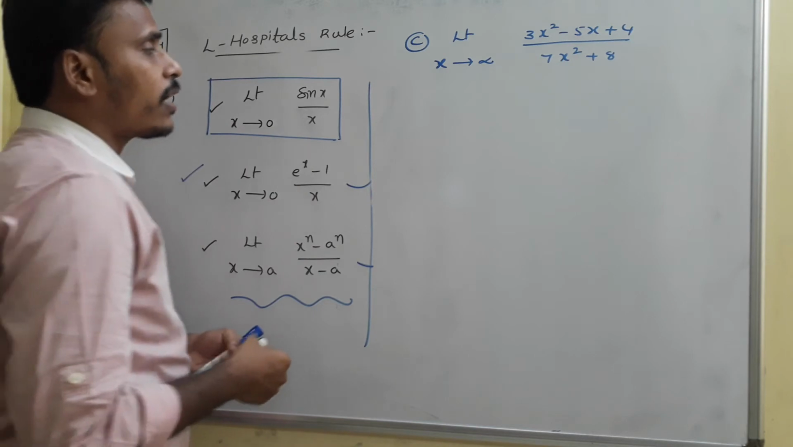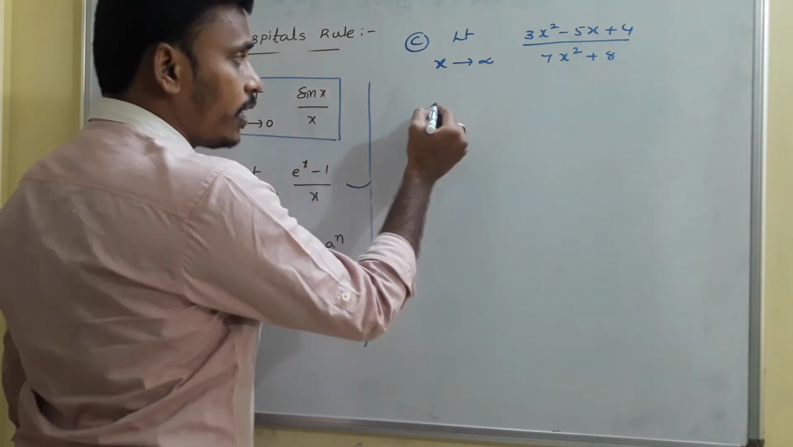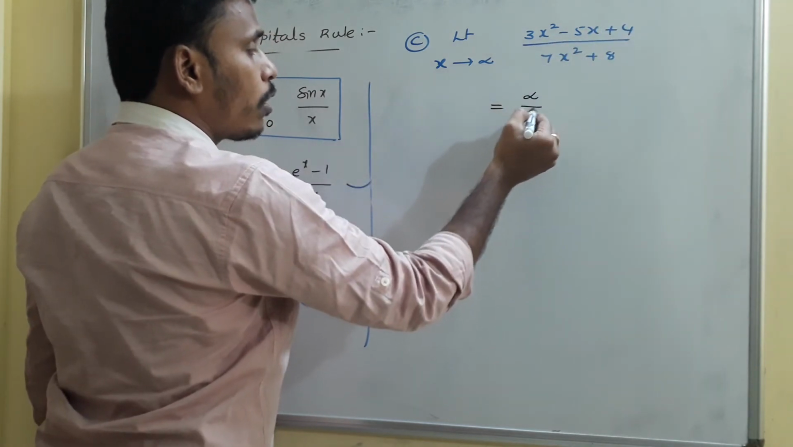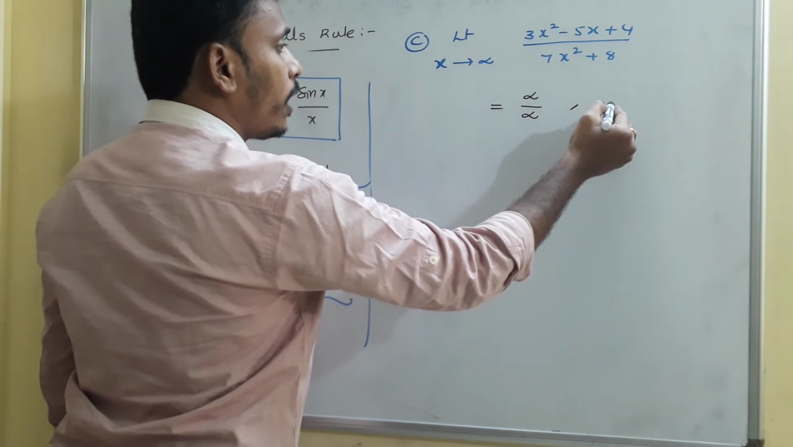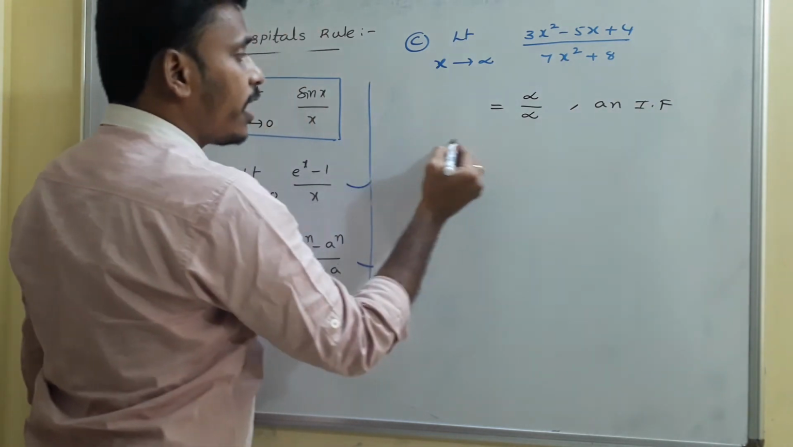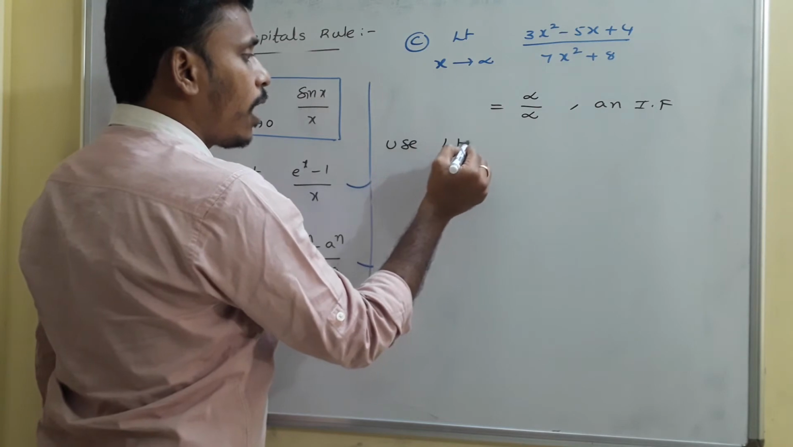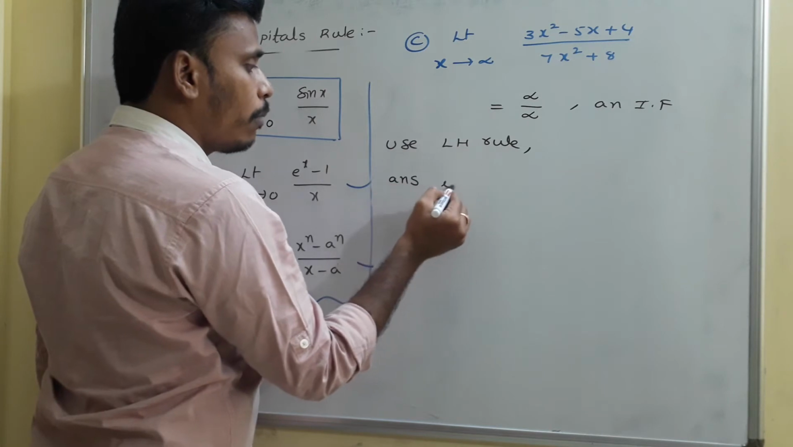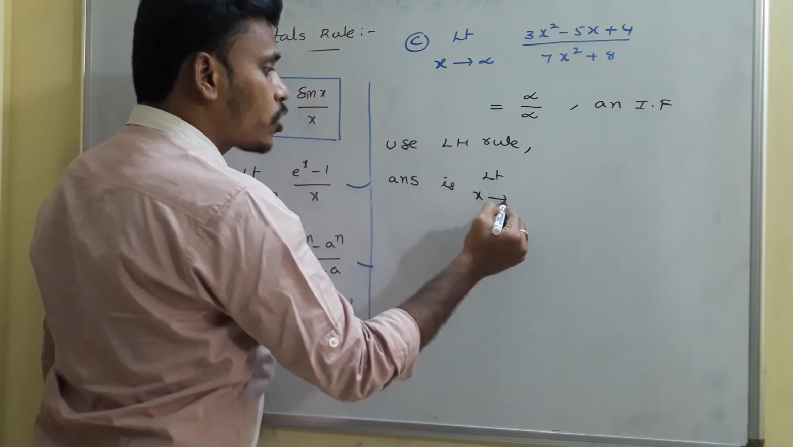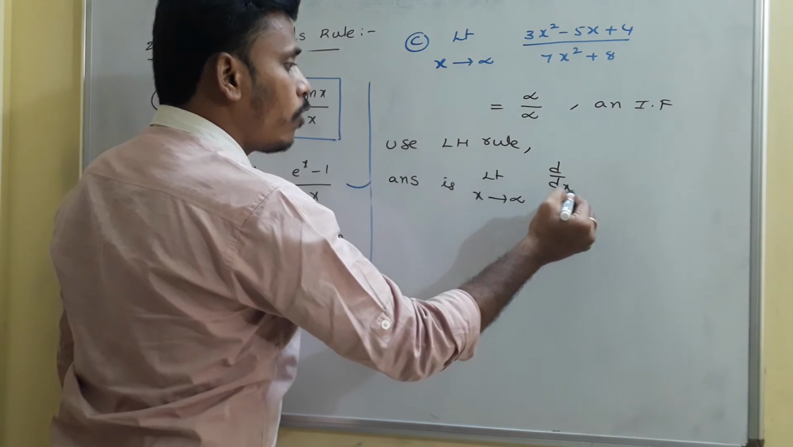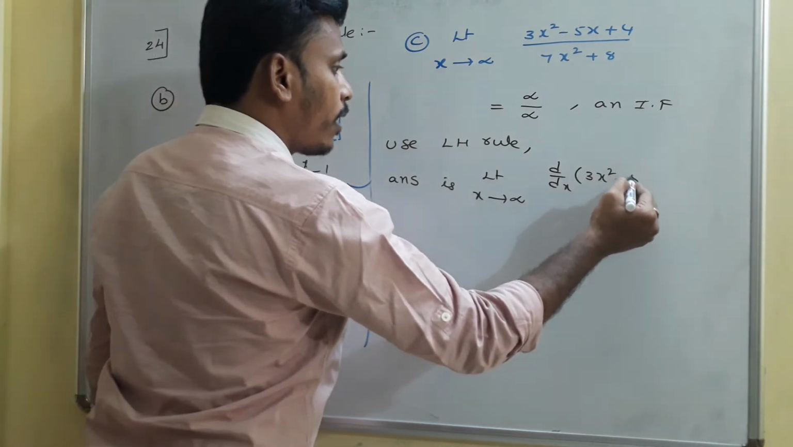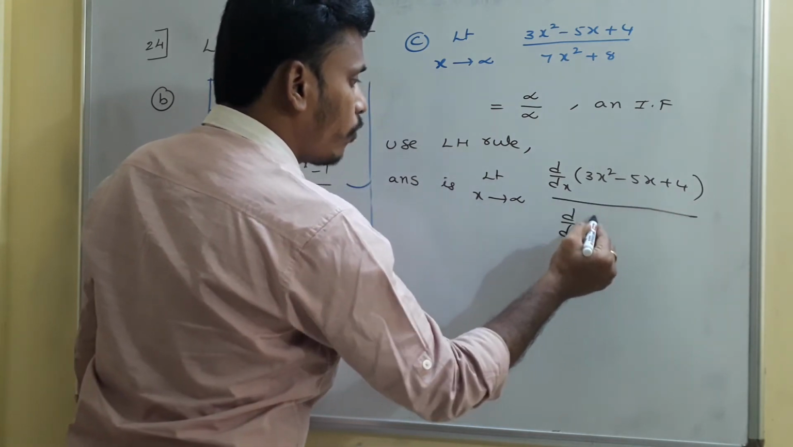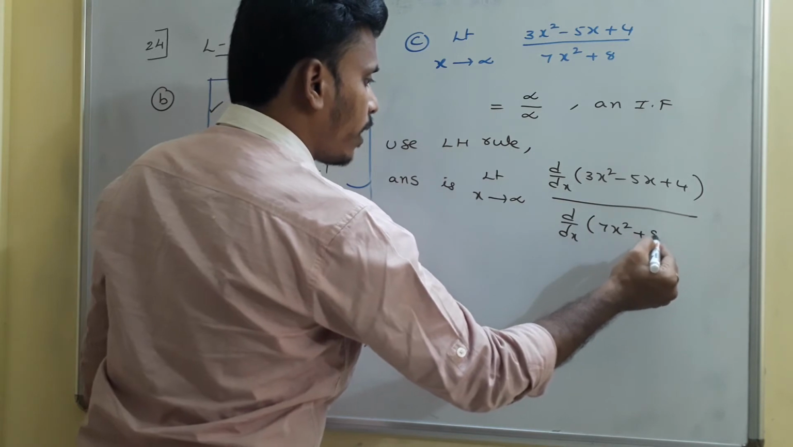Okay? See, when you directly substitute x as infinity, direct substitution will give you 3 into infinity minus 5 into infinity plus 4, divided by something with infinity. Infinity by infinity is an indeterminate form. Since it is an indeterminate form, we need to use L'Hospital's rule. According to L'Hospital's rule, our problem is simply limit x tends to infinity, d by dx of the numerator 3x square minus 5x plus 4, divided by d by dx of the denominator 7x square plus 8.